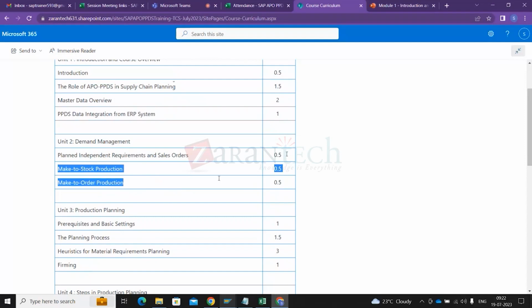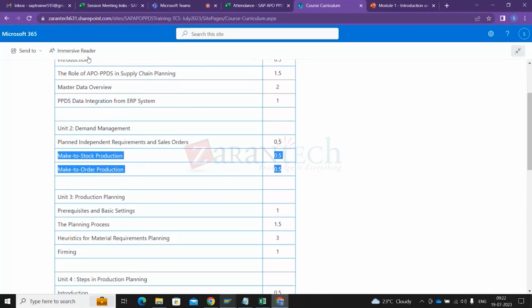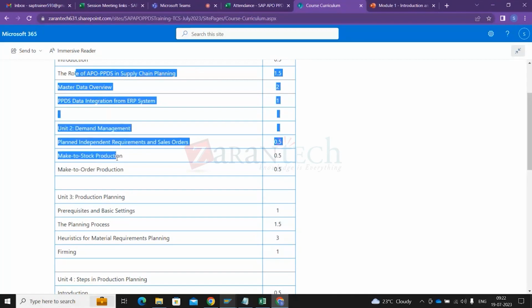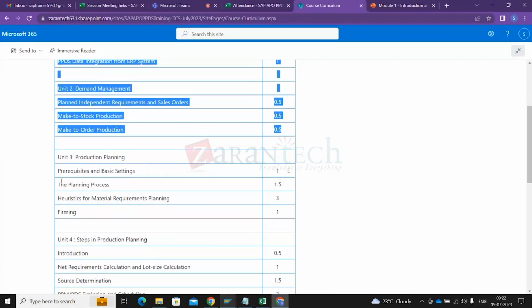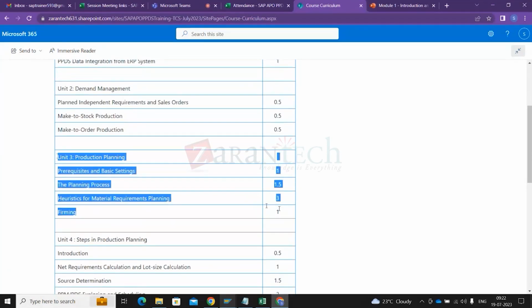Okay, and we will also understand about some make to stock, make to order strategies that are there at the location product master, correct? The way any particular production order can be produced against a sales order or against the forecast and whatnot. Okay, so we have set up master data, we now have demand. Okay, then we go into production planning module.